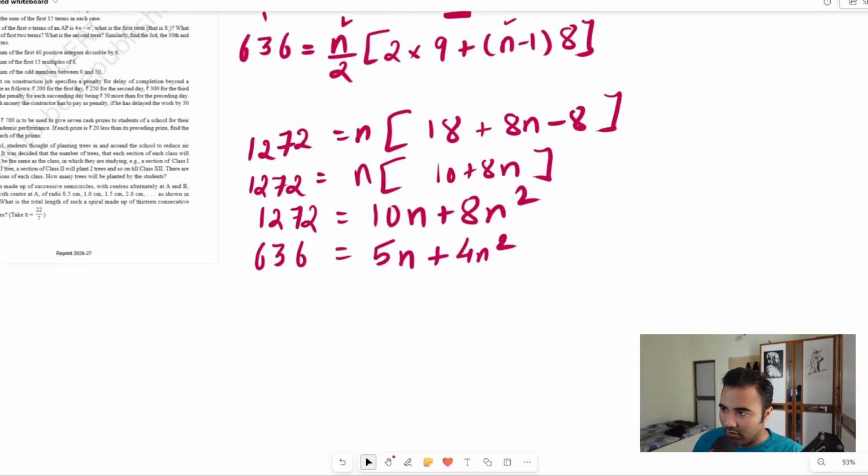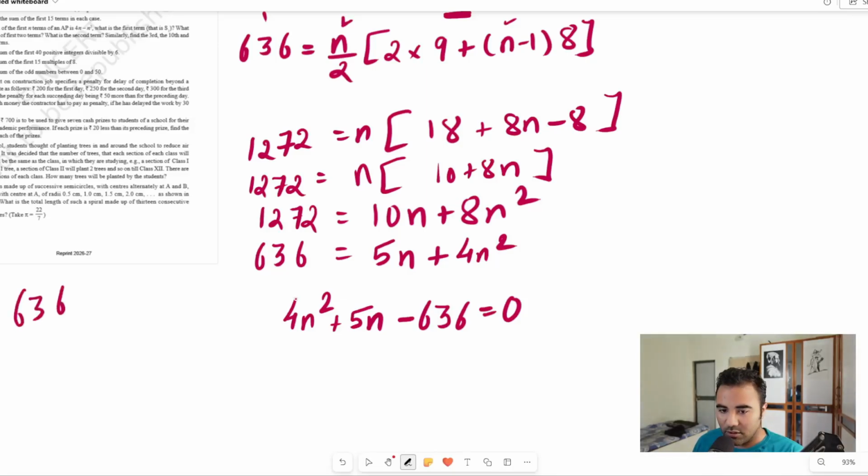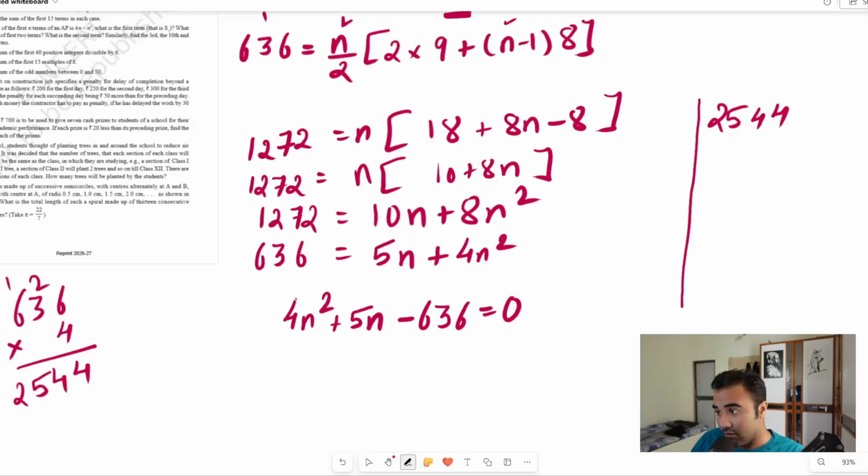Now this is the linear equation that we have. We have a quadratic equation, sorry. 4n squared plus 5n minus 636 is equal to 0. Since this is a quadratic equation, what is 636 multiplied by 4? 6 fours are 24, 4 threes are 12, 12 plus 2 is 14, 6 fours are 24, 24 plus 1 is 25. So 2544. You need to prime factorize this. Let's see what we get.